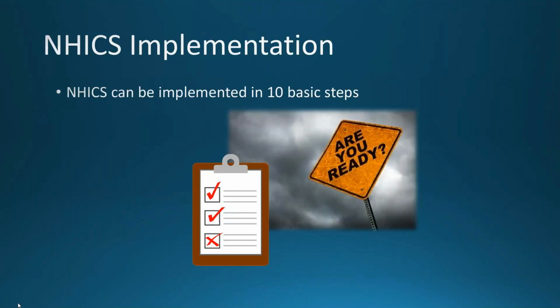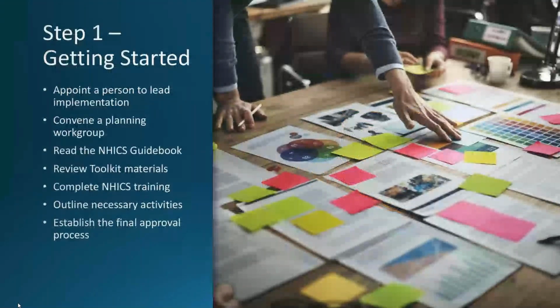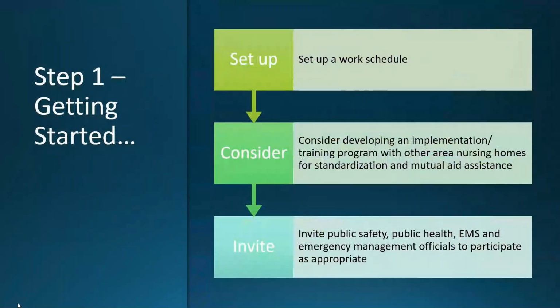All right. I don't know about 10 easy steps, but we're going to give you 10 steps we can implement nursing home incident command system. We need a planning work group. We'll review the material, make sure it's necessary, make sure it's applicable to our operations. And if we have any changes, we'll establish an approval process for those changes and get them implemented. We'll set a work schedule for reviewing these things. We'll consider developing an implementation training program with other nursing homes.